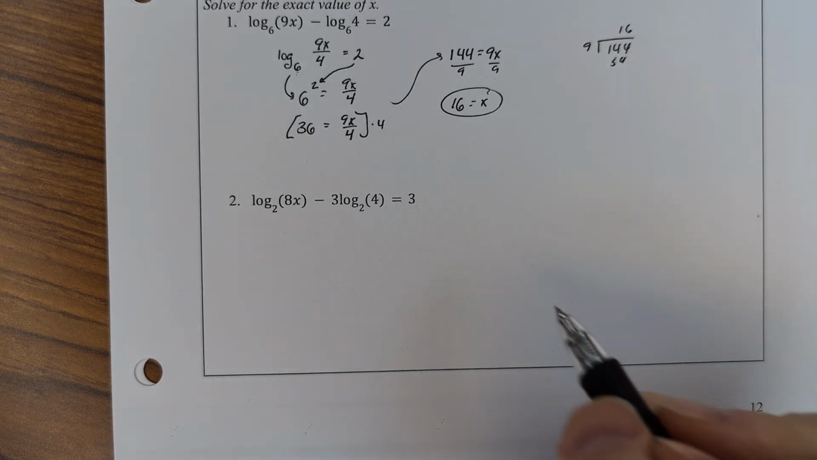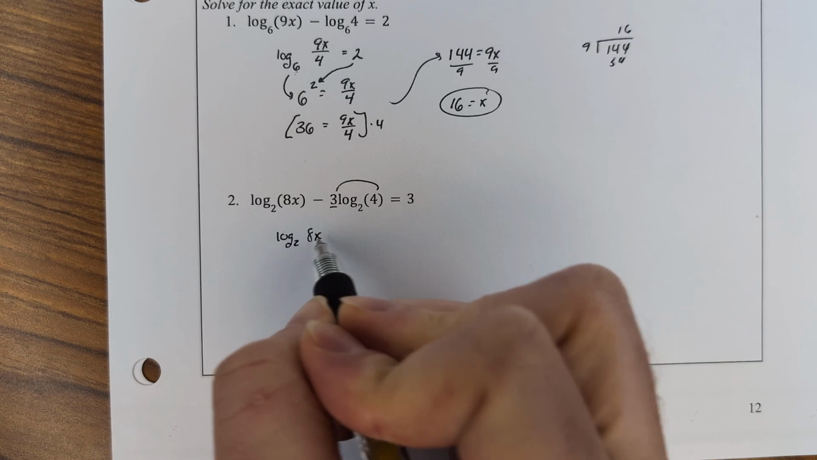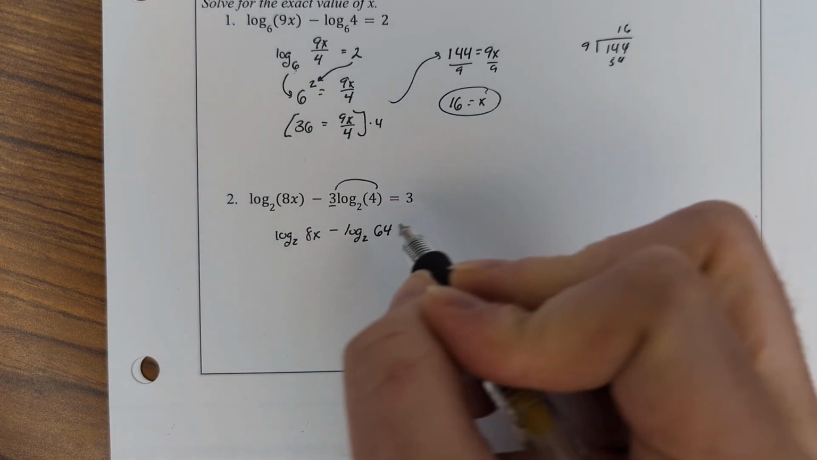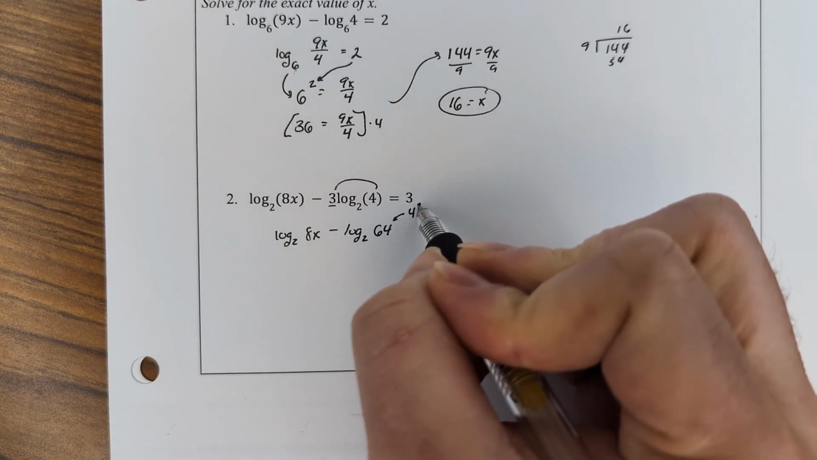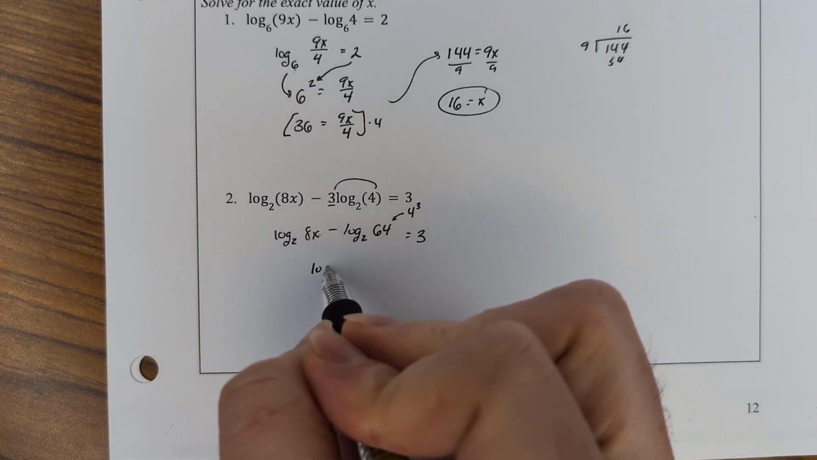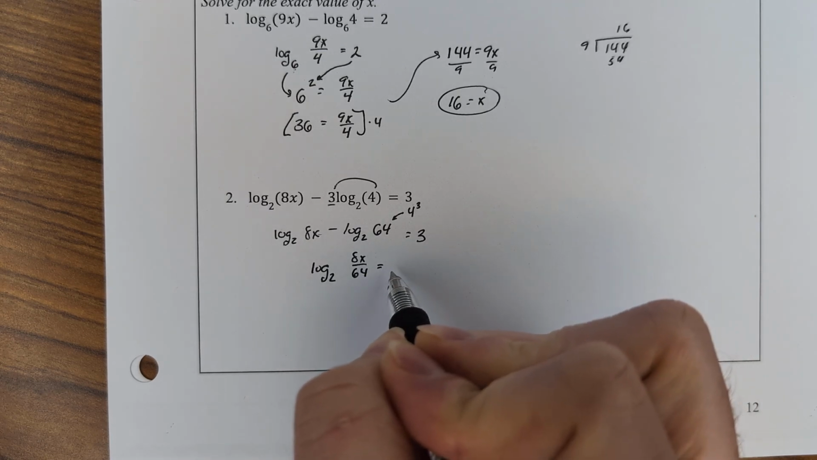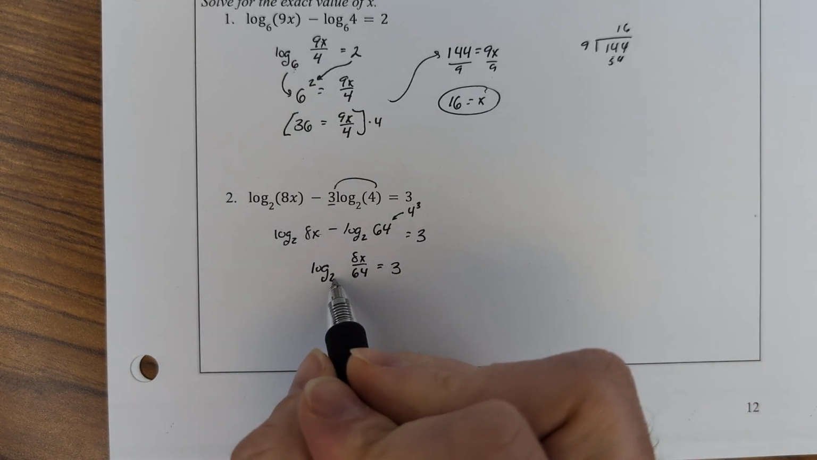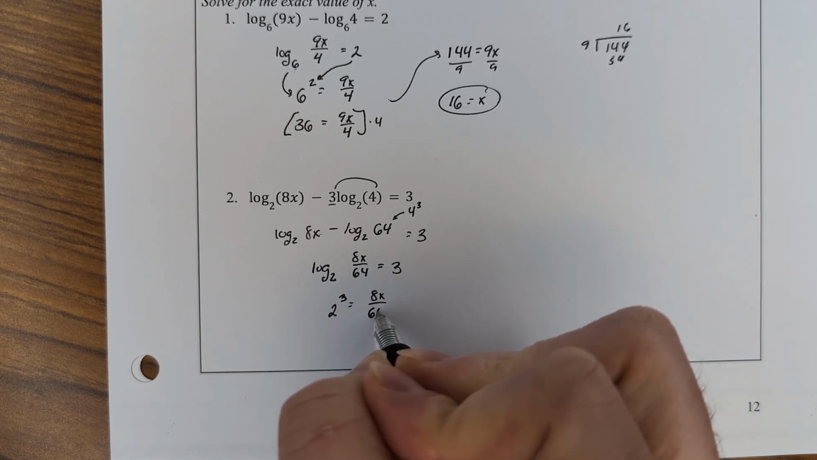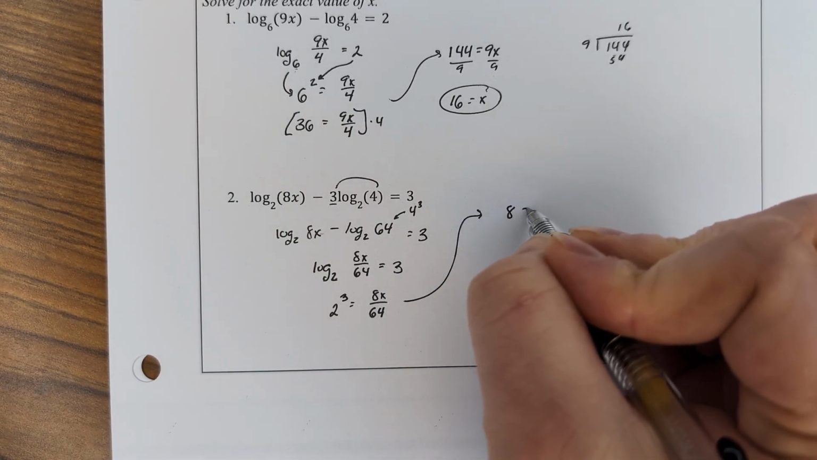Okay, number 2. We do have a coefficient, so we need to move that up. So this would be log base 2 of 8x minus log base 2 of 64, doing the math in my head. That 64 is 4 cubed. So quotient rule again: log base 2 of 8x over 64 equals 3. Base and exponent, so 2 cubed is equal to 8x over 64. 2 cubed is 8.